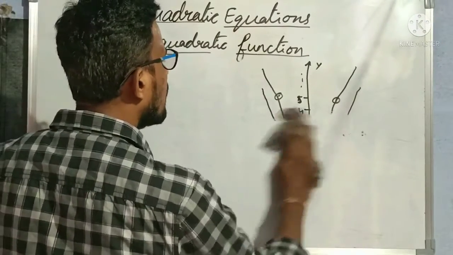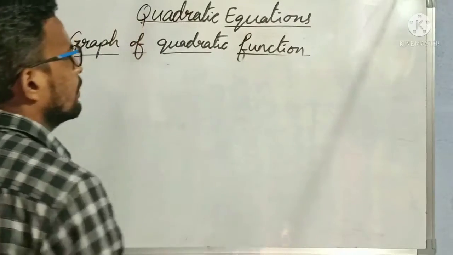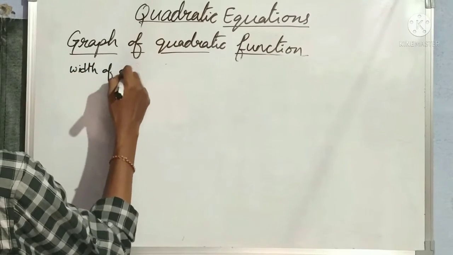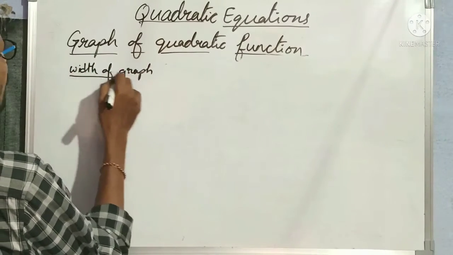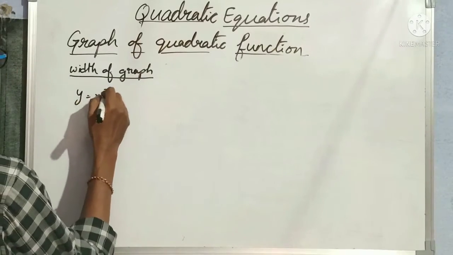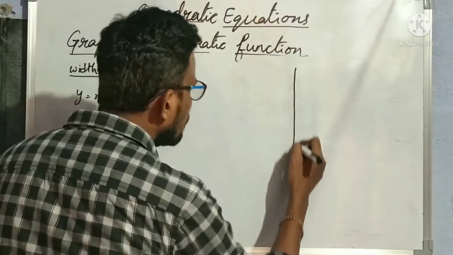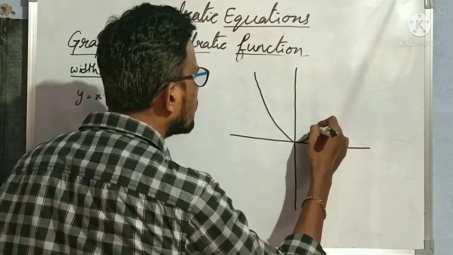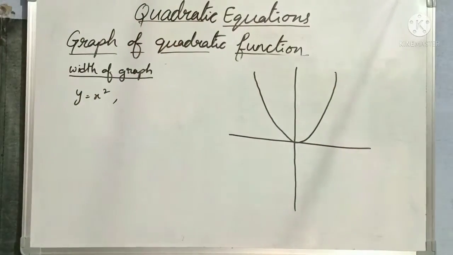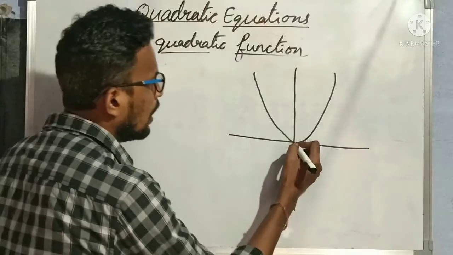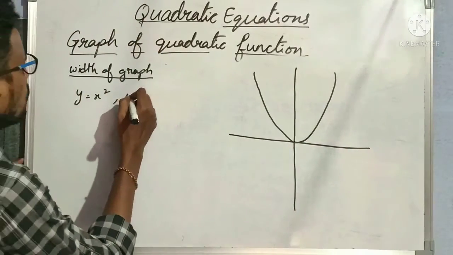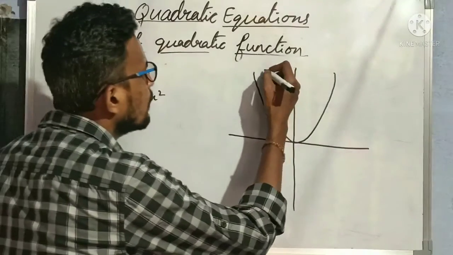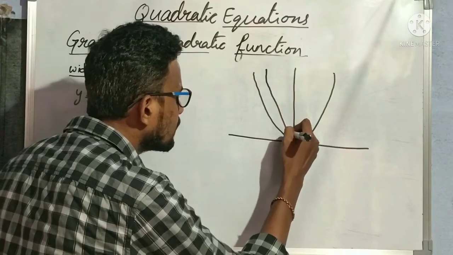Okay. Now let us know the width and orientation of our graph. So, width of graph. First suppose we are taking y is equal to x square, we already know that the graph will be like this, right? Y is equal to x square is a parabola passing through the origin, right? Even y is equal to 2x square is also a parabola, but the width of the graph will be somewhat less.